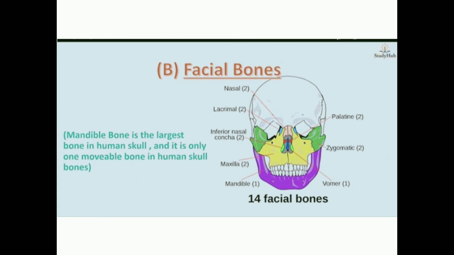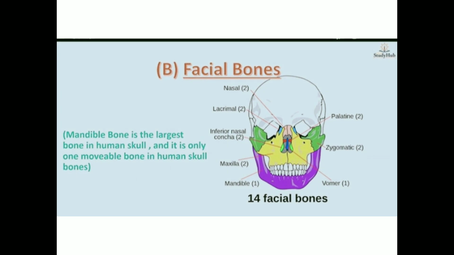And the other part of the skull bones is the facial bones: nasal, lacrimal, inferior nasal concha, maxilla, mandible, vomer, zygomatic, palatine. The mandible is the largest bone in the human skull, and it is the only movable bone in the human skull. And the other facial bones are the rest. So remember them.